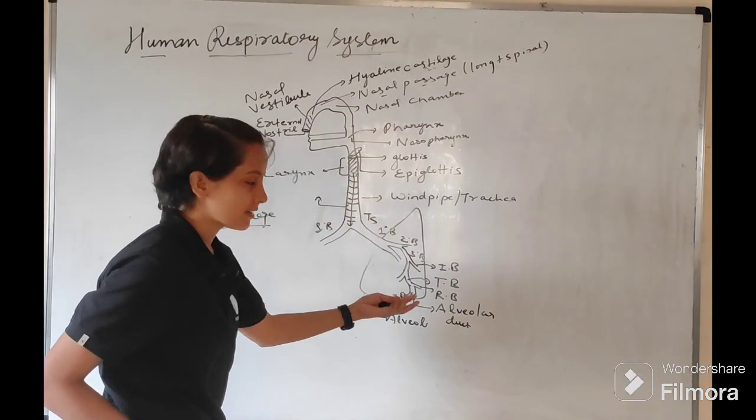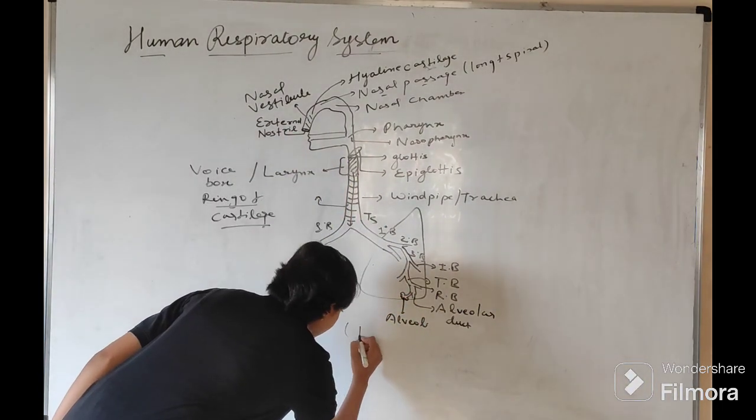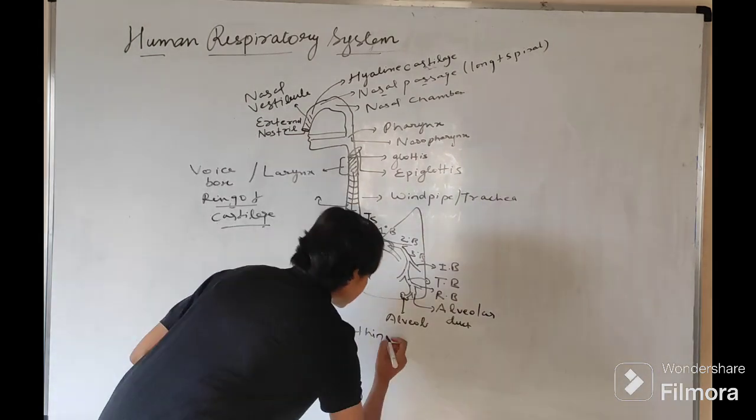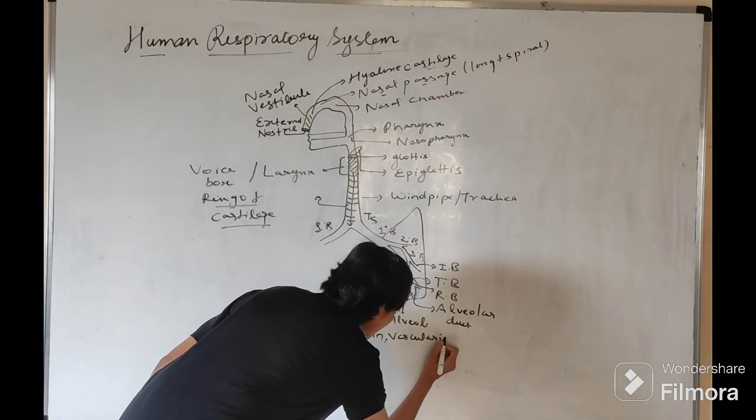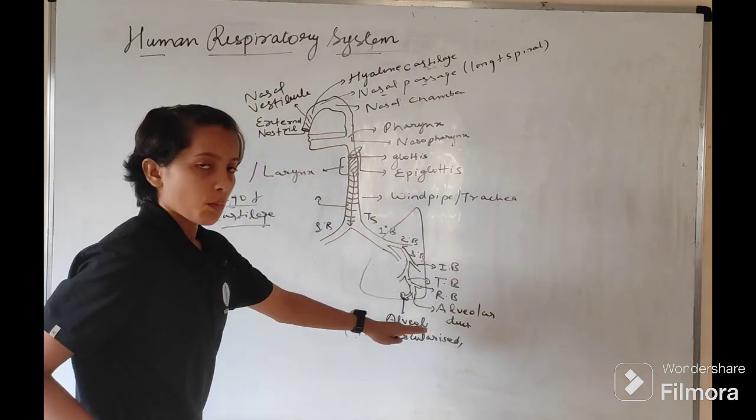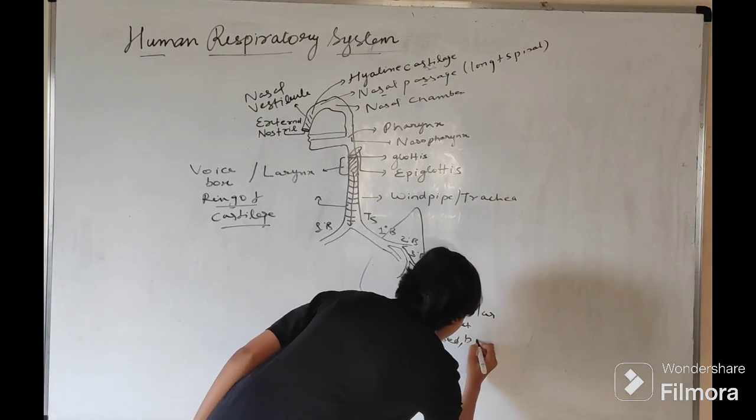Can we write what the alveoli look like? Yes, we can. This is very thin, first point. Secondly, it is very vascularized in nature. Vascularized means it is basically made up of blood vessels. Okay, a thin, vascularized structure.